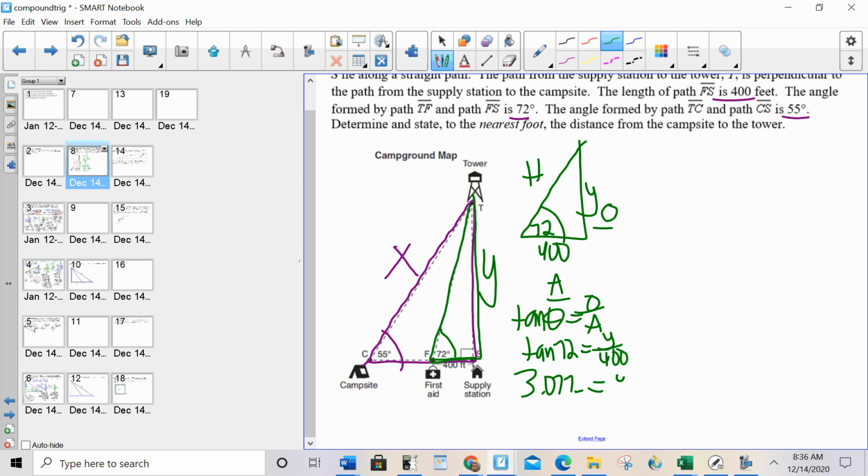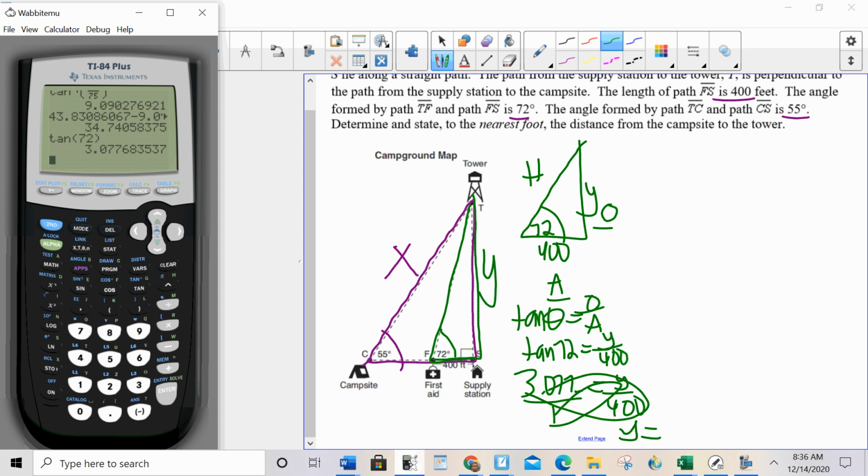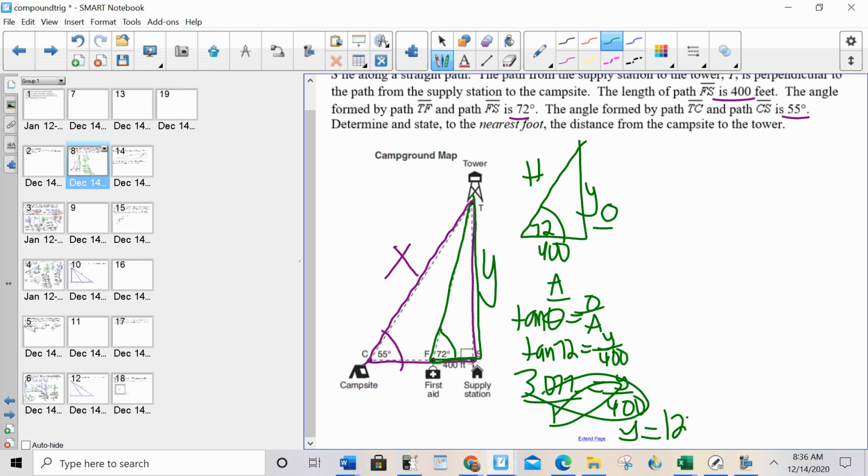3.077 equals Y over 400. Cross multiply and solve. I'm going to get Y equals 400 times that long decimal. Copy and paste it. I get 1231. So this is 1231.